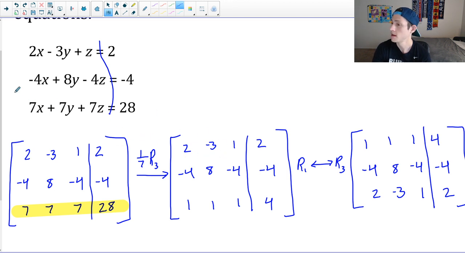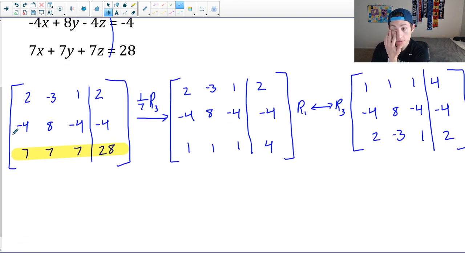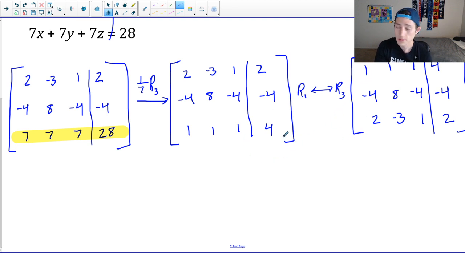Okay. So after that, now I want to clear everything below the 1. So I want to turn this into a 0. I want to turn this into a 0. When we start clearing, now is where we want to use adding multiples of one row to another row. So what do I need to add to negative 4 to make 0? 4. Great. So let's do 4 times row 1 plus row 2.